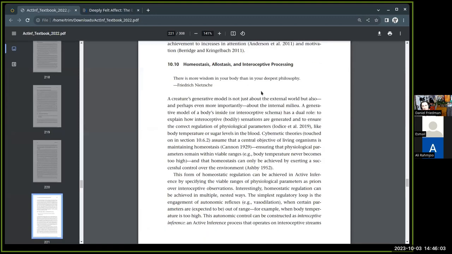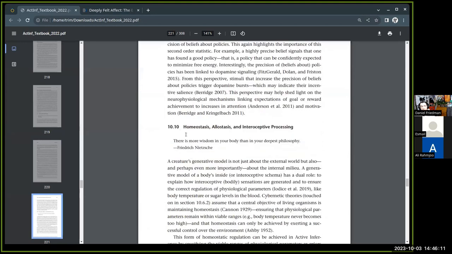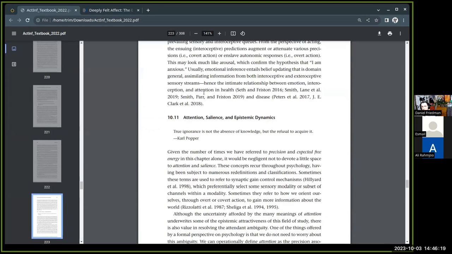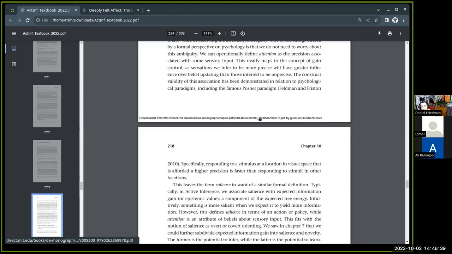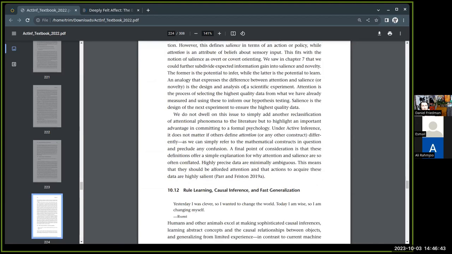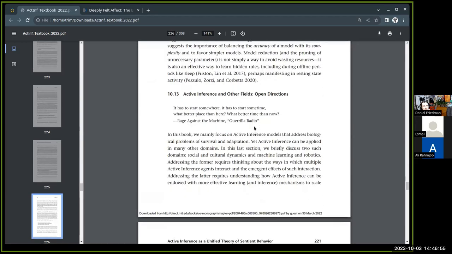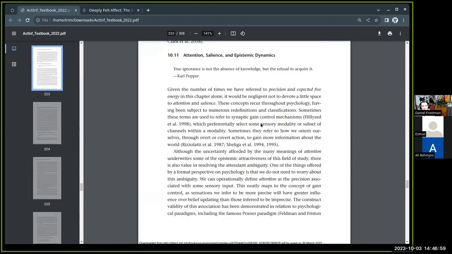Again, another sort of complex or composite life phenomena, moving from emotion onto homeostasis, allostasis, interoceptive processing. This section conveys work from a variety of authors that's been continued on about homeostasis and allostasis, which is the anticipatory steering towards preferred states, and section 10.11, attention, salience, and epistemic dynamics. Again, approaching a sort of cognitive phenomena nexus and differentiating. Similar with rule learning, causal inference, and fast generalization. Here, moving slightly more towards the computational cognitive side. Anything to say on those sections, 10.12, 10.11, or 10.10?